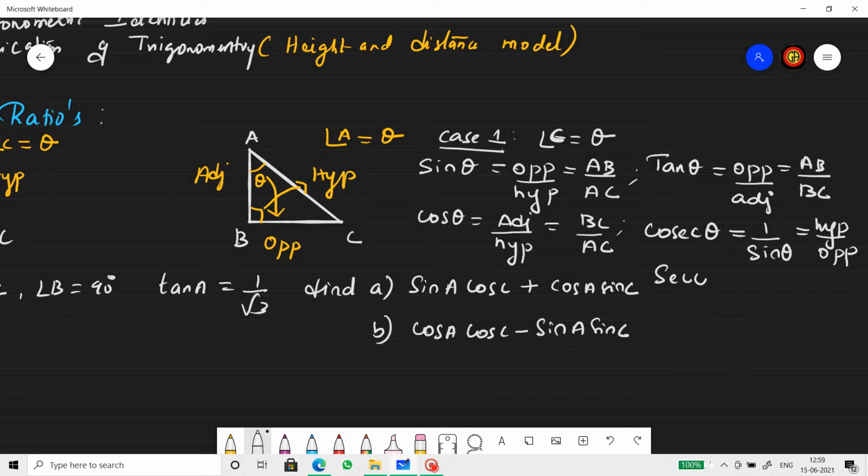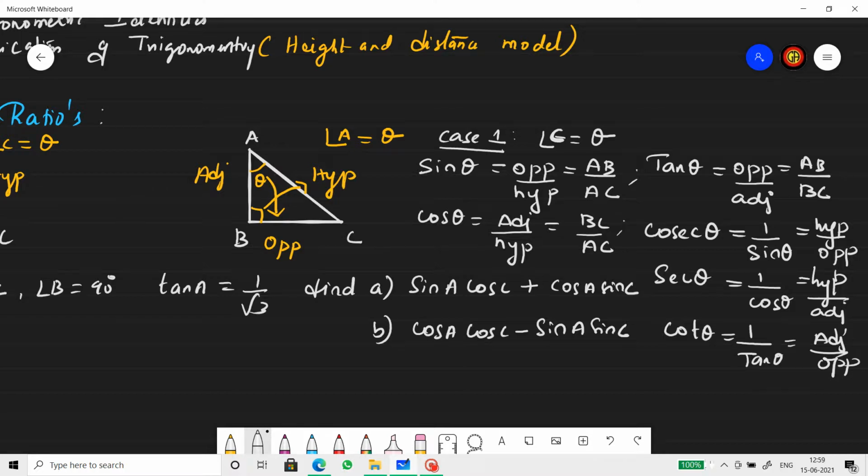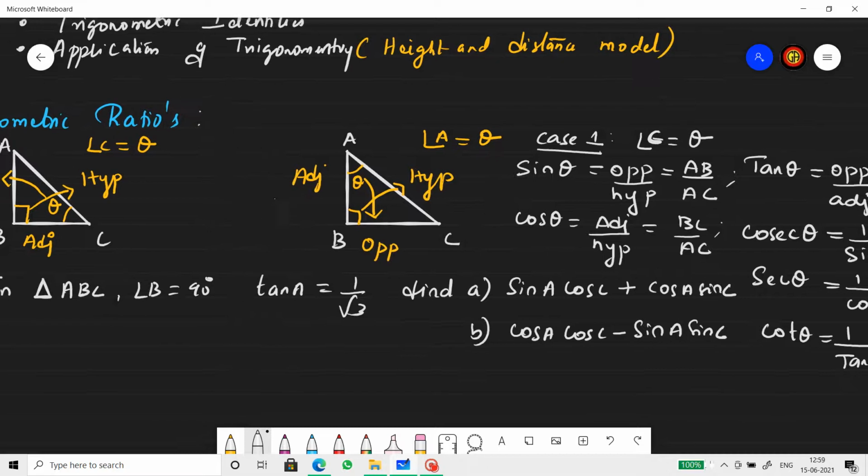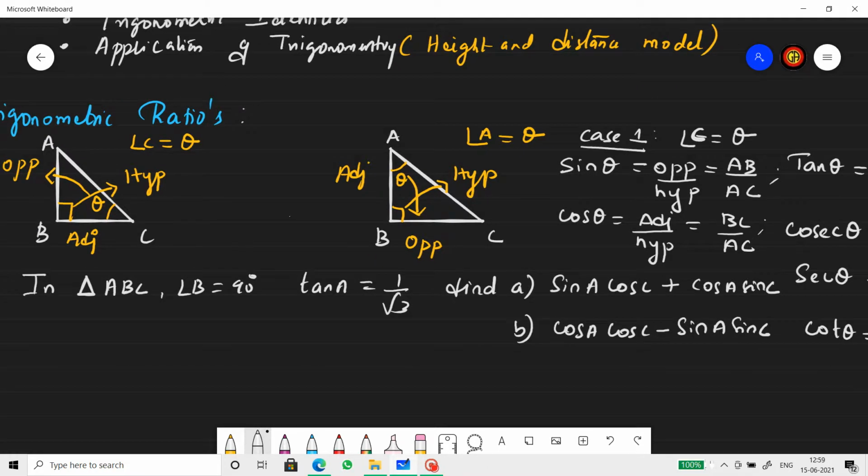Sec theta is a reciprocal of cos theta. So it's 1 by cos. So then this will be hypotenuse by adjacent. And then we have cot theta, which is the reverse of tan theta, 1 by tan. So what is tan? Opposite by adjacent. So this will be adjacent by opposite. Alright. So the sides will vary based on where the angles are.